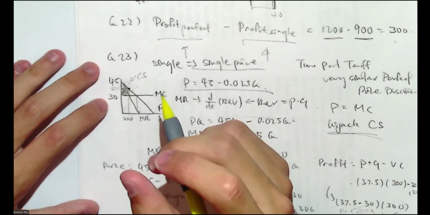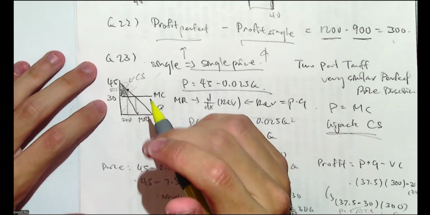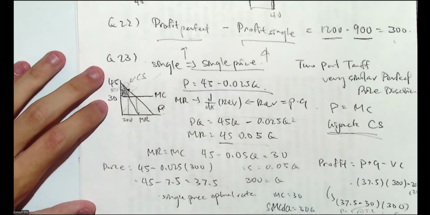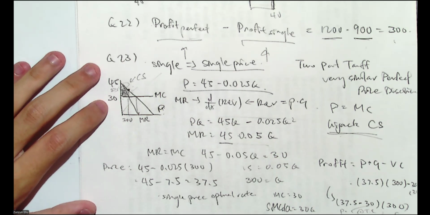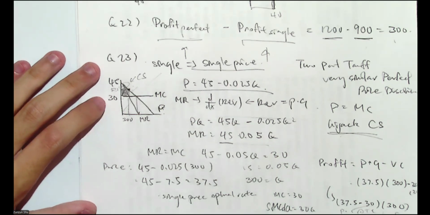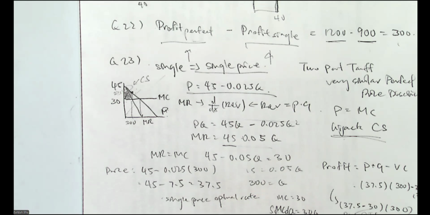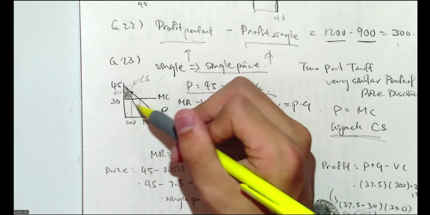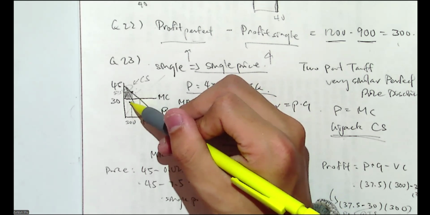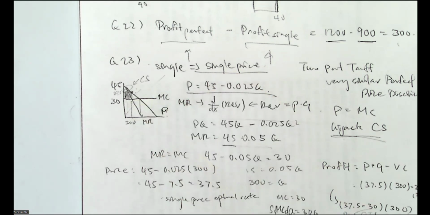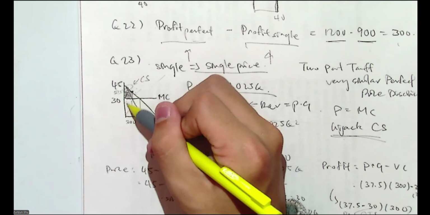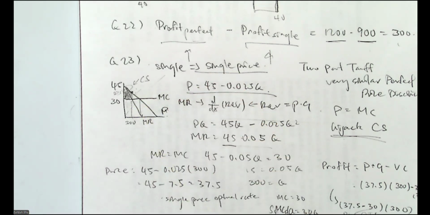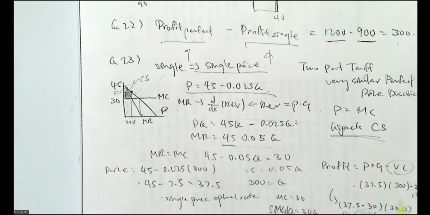It also makes sense because in a single price monopoly, consumer surplus still exists. It's not as extreme as the two-part tariff or perfect price discrimination. And likewise, the part under here would not be producer surplus because it is actually part of your variable cost. That variable cost has already been included in here.